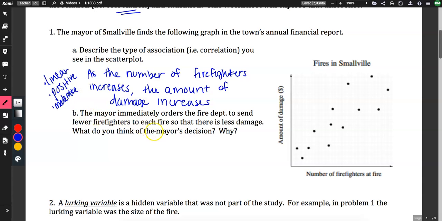The mayor immediately orders the fire department to send fewer firefighters to fight each fire, so there's less damage. So he looked at this and he said, okay, well, if we only have a couple of firefighters there, then there's less damage. So I'm going to stop sending firefighters. Do you think that's a good idea? No, this would be a really bad idea. He is confusing association and causation. He's mixing them up. They are correlated, but there's probably another reason why.